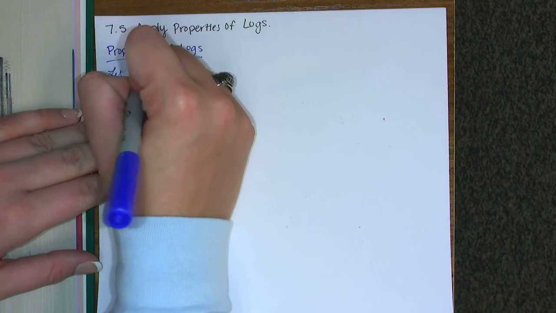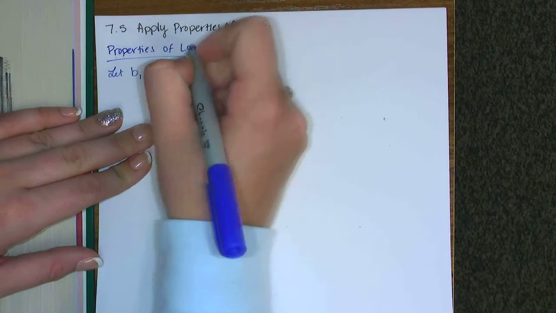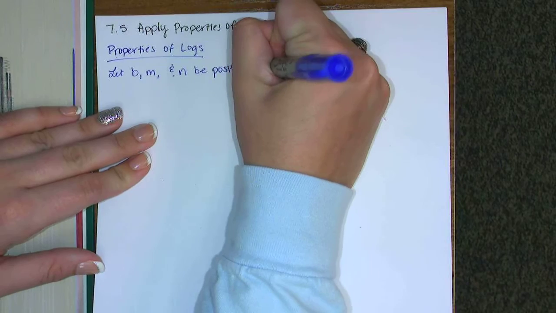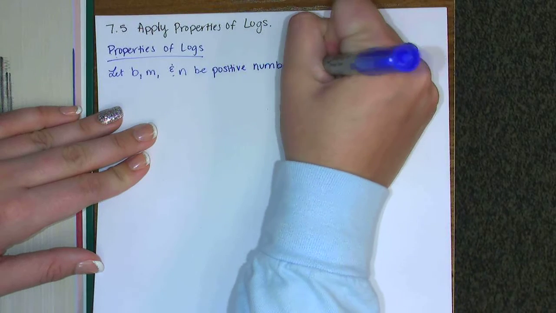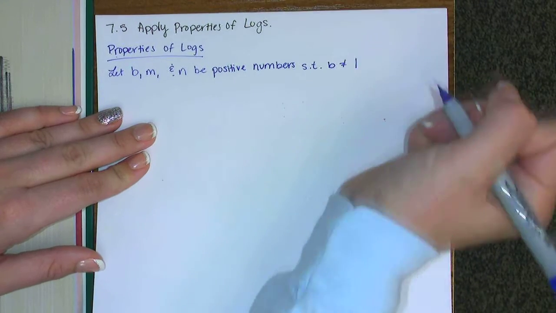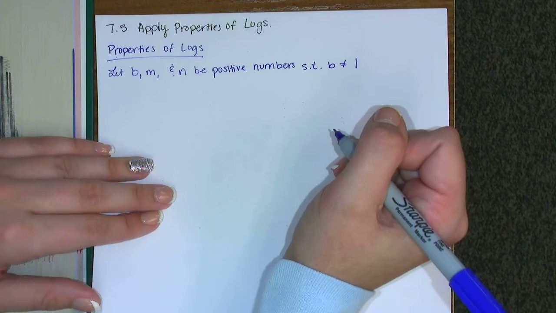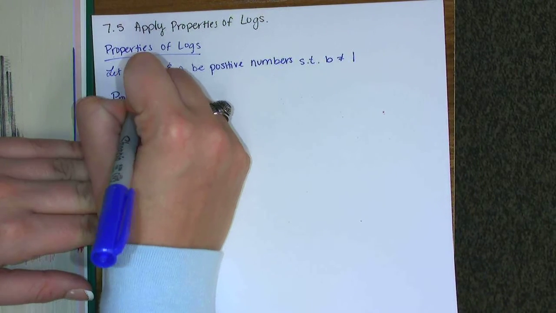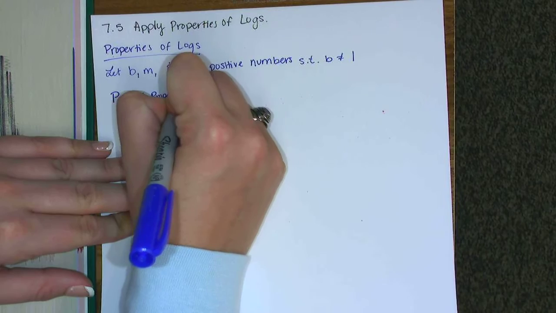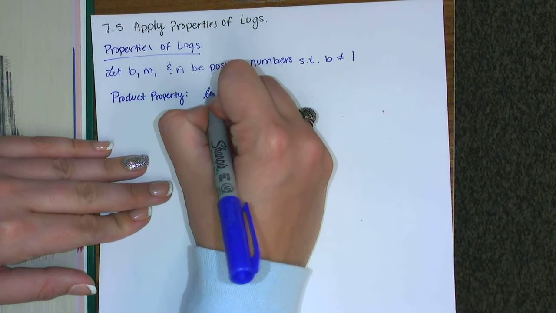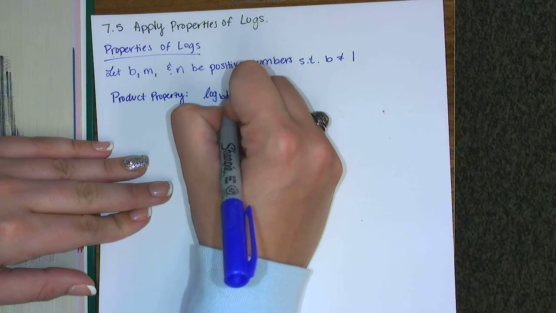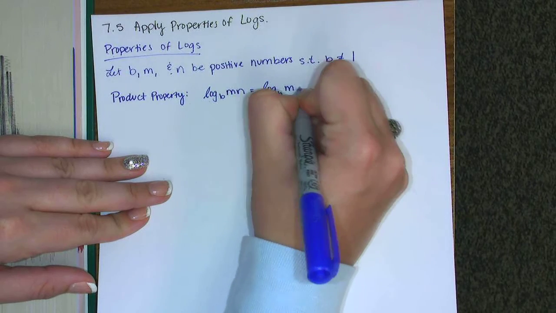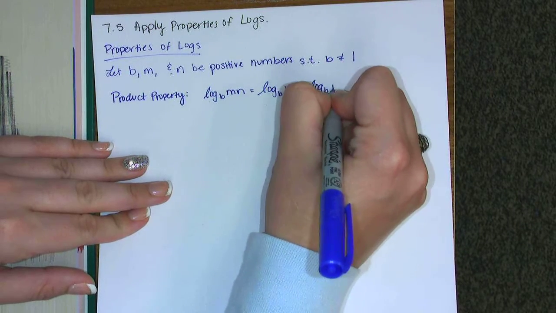Let B, M, and N be positive numbers such that B is not equal to 1. So we have, like I said, 3 properties. So the product property is log base B of M times N is equal to log base B of M plus log base B of N.